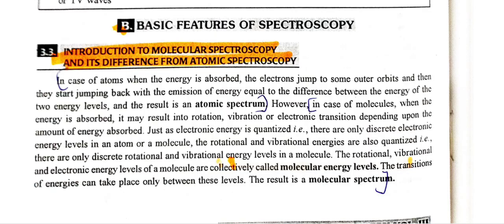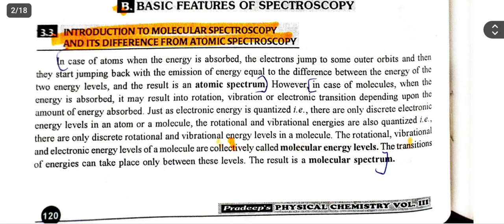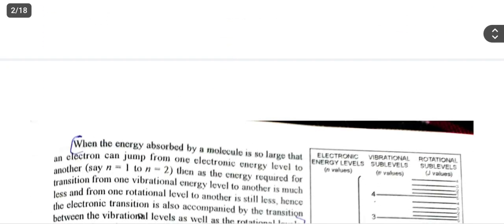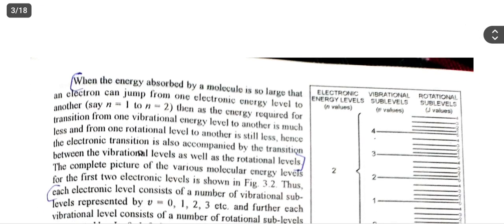Just as electronic energy is quantized, there are only discrete electronic energy levels in atom or molecule. Rotational and vibrational energy is quantized. There are only discrete rotational and vibrational energy levels in molecule. The rotational, vibrational, and electronic energy levels of a molecule are collectively called molecular energy levels. The transition of energy can take place only between these levels. The result is a molecular spectrum.